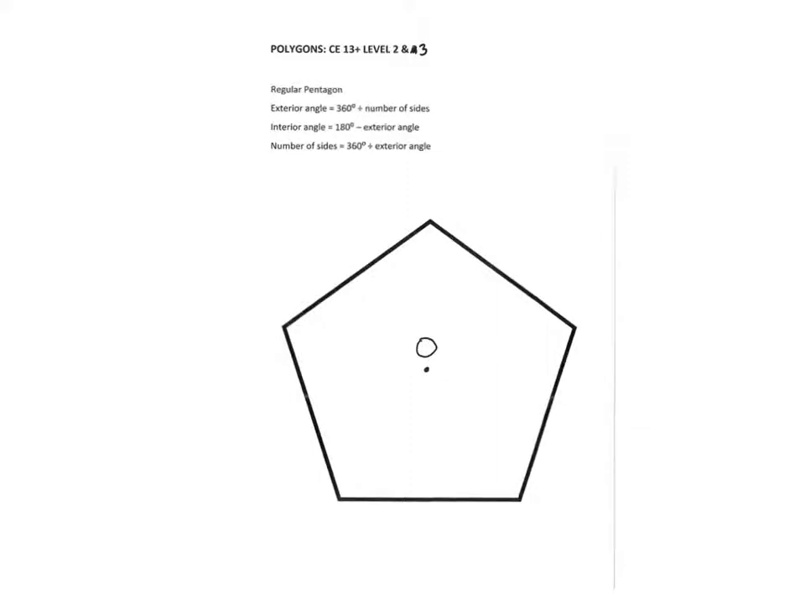Okay, so here we are looking at a regular pentagon. And by the word regular, here, what we're talking about is a polygon, a many-sided shape, where all the sides are the same length. And given that all the sides are the same length, what that also means is that all of these angles inside the polygon are also all the same.